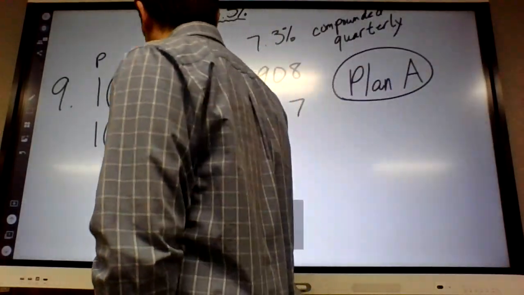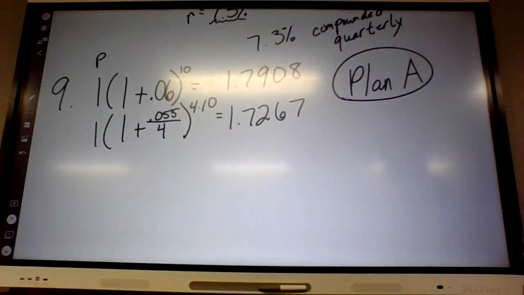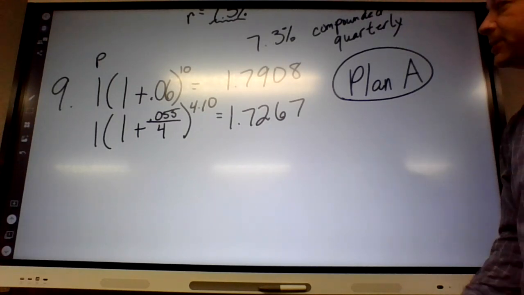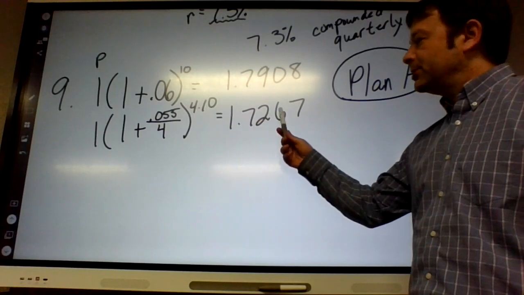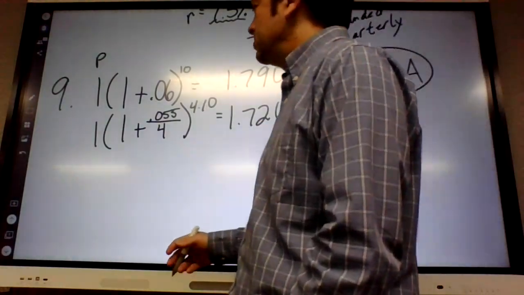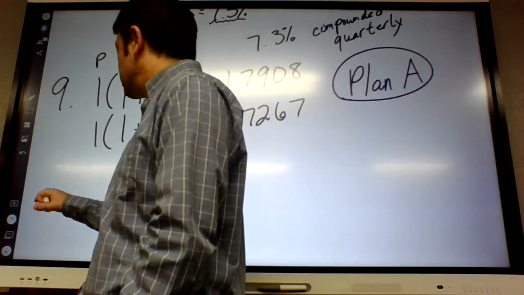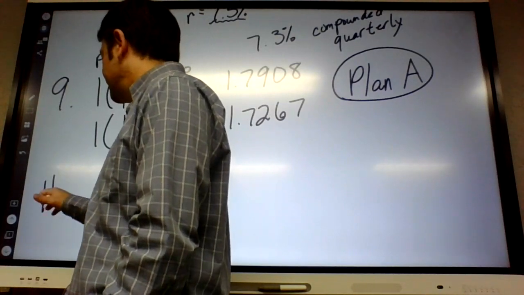If they were the same amount, like 6%, both of them, then would Plan B be better? Yeah, Plan B would be slightly better. It'd probably be like, I'd guess, $1.81 or something, instead of $1.79. I'm guessing, but somewhere around there.